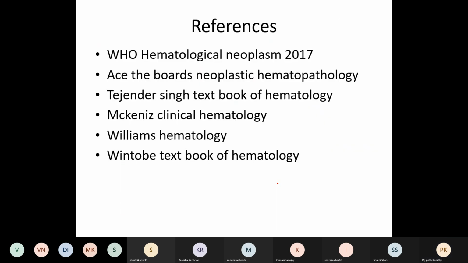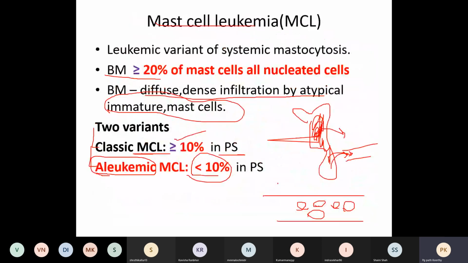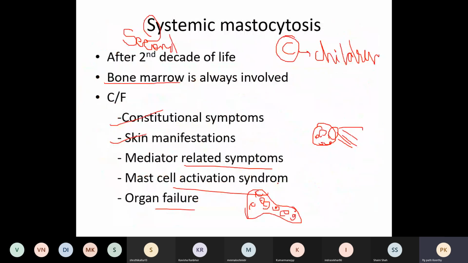Okay. So these are my reference. I hope you have clearly understood this. If it is asked in the exam, you're going to write it.